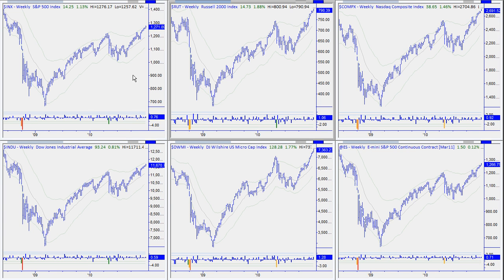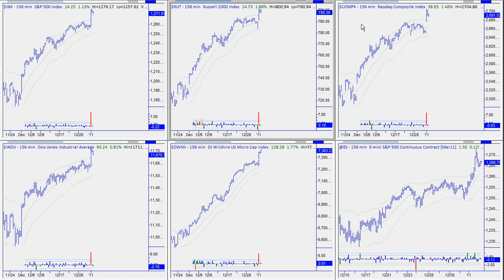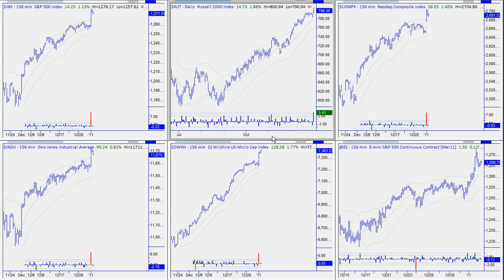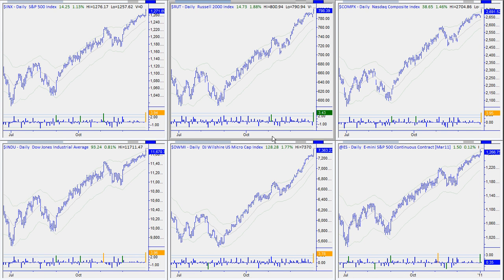And so here I'm looking at about 2 years of weekly bars. I will next drill down to the daily bar. Here's the daily, and here's where I really start paying attention, because this is a little bit more practical for what the next day is going to look like.